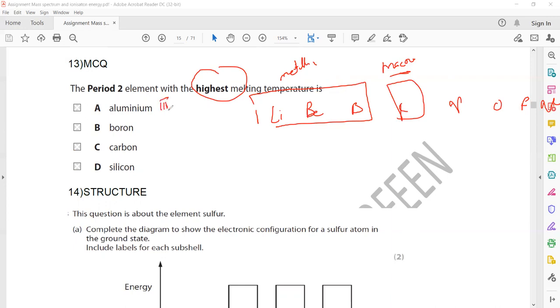Aluminium belongs to group 3, boron belongs to group 3, carbon belongs to group 4. But when we check the period, aluminum does not belong to the second period; it belongs to period 3, and silicon also belongs to period 3. Boron belongs to period 2, and carbon also belongs to period 2. But we need the highest melting point. Carbon has a macromolecular, giant structure in which all the covalent bonds are present between the atoms, which results in a stronger attraction and leads to a high melting point.